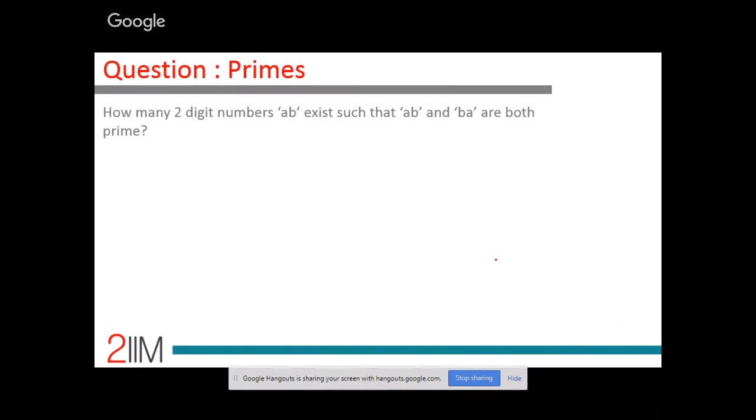So think about 1, 3, 1, 7, 1, 9, 3, 7, 3, 9, 7, 9. You're done. And then flip those. So limit what you're considering. So 1, 3 and 3, 1. 1, 7 and 7, 1. 1, 9 and 9, 1. Then 3, 7 and 7, 3. 3, 9 and 9, 3. 7, 9 and 9, 7. That's all.